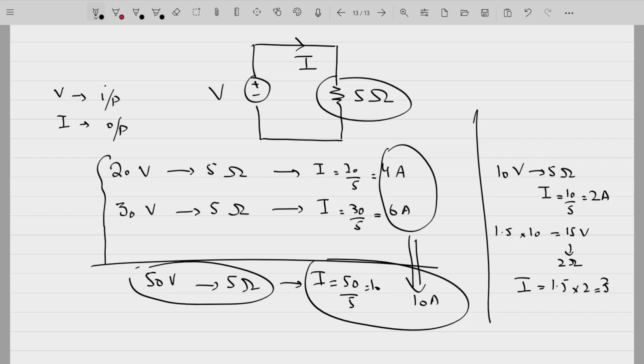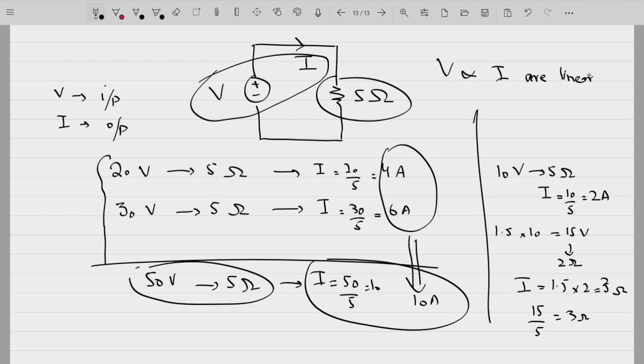1.5 into 2, that is 3. So you can see that if you are applying 15 divided by resistance 5, that is also equal to 3 ohms. Fine. So you can see homogeneity as well as additivity holds true for a resistive circuit. So you will say that V and I have a direct relationship, or you can say V and I are linear with respect to each other. This is true from Ohm's law also.